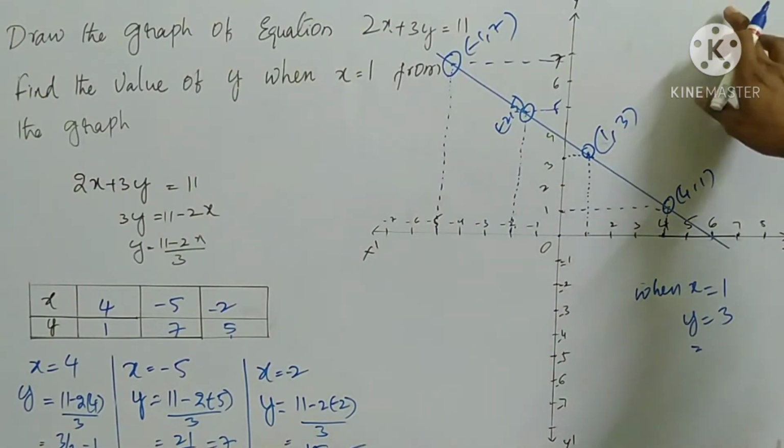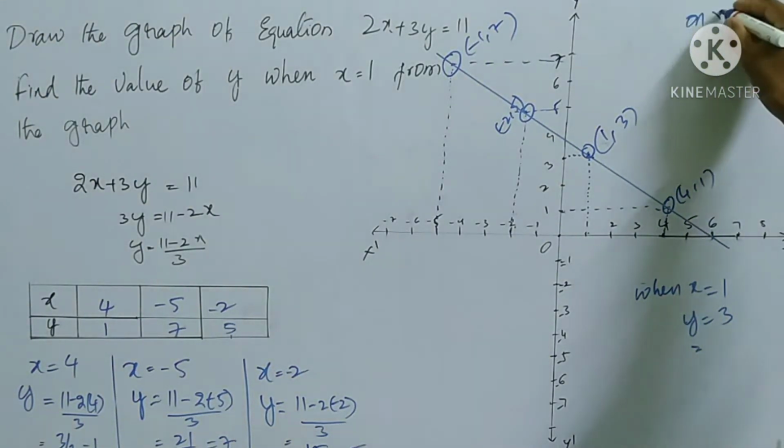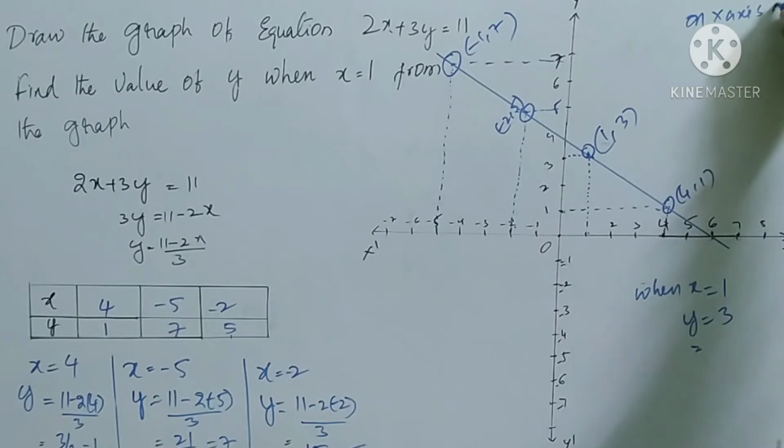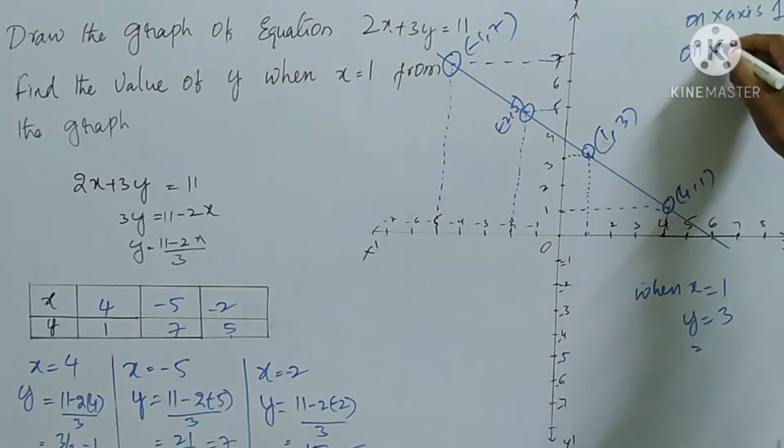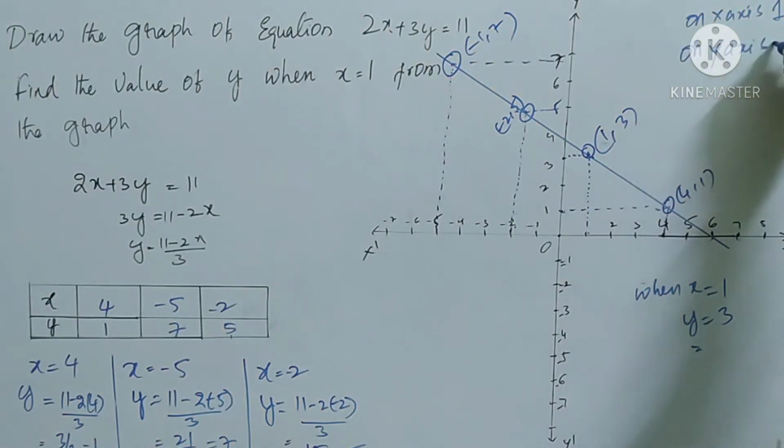So here the scale is, on the x axis 1 centimeter is equal to 1 unit, on the y axis 1 centimeter is also equal to 1 unit. This is the scale.